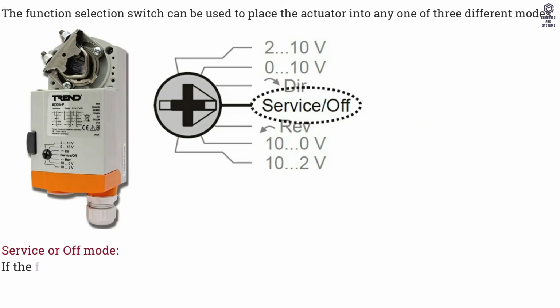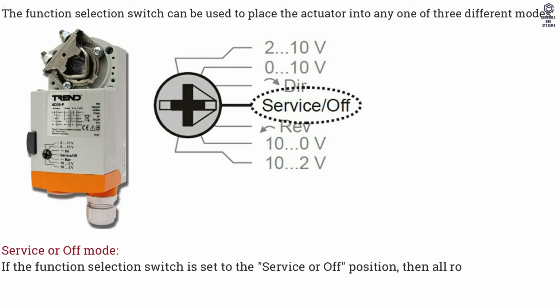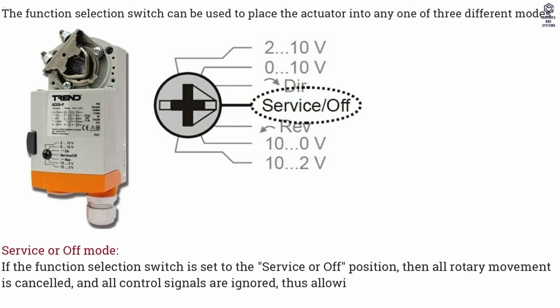Service or off mode. If the function selection switch is set to the service or off position, then all rotary movement is cancelled, and all control signals are ignored, thus allowing the actuator to be manually operated safely.